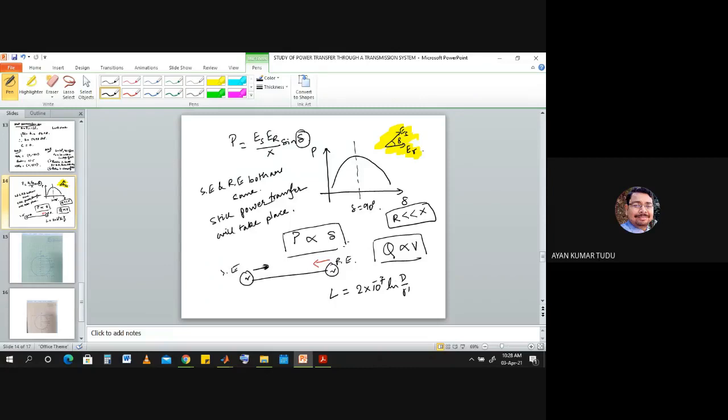Since we are using high voltage, obviously to reduce the volume of the conductor material, if you are using high voltage, then what is happening? The distance between the conductors is increasing. If D is going up, then obviously the inductance value is going up, meaning the inductive reactance X will be going up, and it would be much higher than the value of our resistance. So the resistance can be considered negligible in our transmission line, and that's why the equation will be only P equals ES into ER by X into sine delta, and not ES into ER by Z into sine delta. Understood?